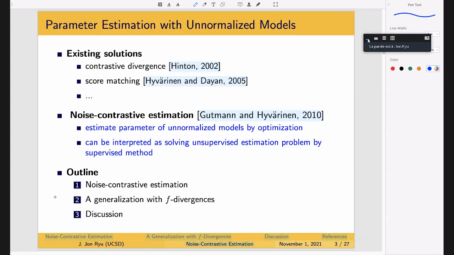Is there any problem so far? Is there any question so far?